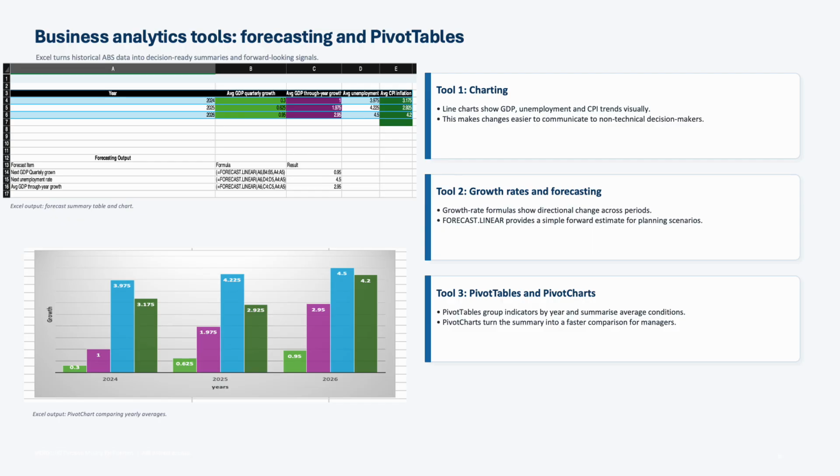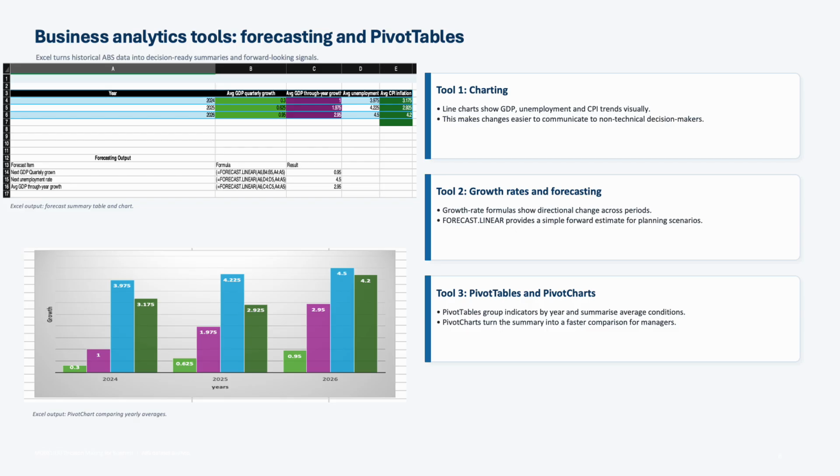This slide explains the Excel tools used in the analysis. The first tool is charting. Line charts help show GDP, unemployment, and CPI trends clearly. This makes the information easier for managers to understand. The second tool is growth rates and forecasting. Growth rate calculation shows how indicators change over time. Forecasting provides simple forward-looking estimates that can support planning decisions.